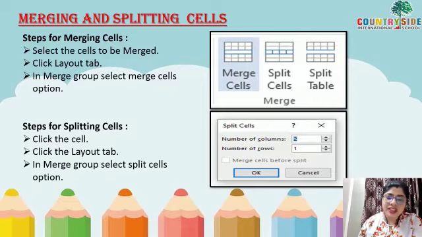Next comes merging and splitting the cell. What do you mean by merging? When two different things are combined together, that is called merging. So what to do if I want to merge my two cells? First of all, I have to select the cells which I want to be merged. Okay. Then I will click on the Layout tab. In the upper menus you will see the Layout tab. You will click on that. And then in the Merge group, you will click on the option Merge Cells. Okay. The moment you click on this, the cells will get merged. See how it is? It is merged.